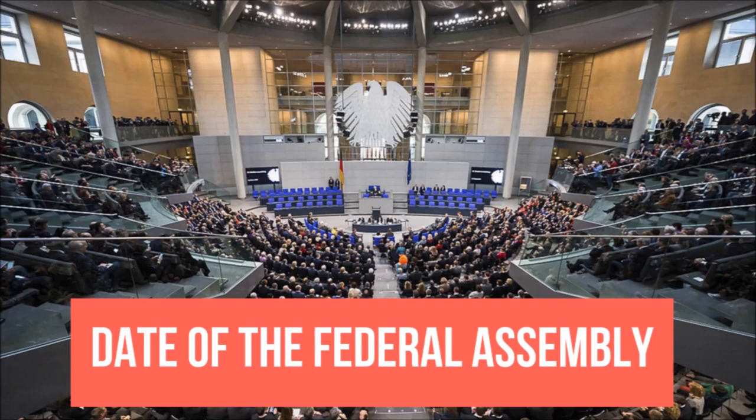Date of the Federal Assembly. The Federal Assembly shall meet at least 30 days before the end of the term of office of the Federal President, as a rule every 5 years. In the case of premature termination of the term of office, it shall meet no later than 30 days after that date. The President of the German Bundestag calls the Federal Assembly. He determines the place and time of the meeting. It is parliamentary custom to involve the Bundestag vice presidents, the Council of Elders, and the leaders of the Bundestag factions in this decision.